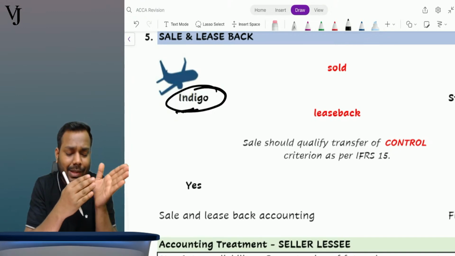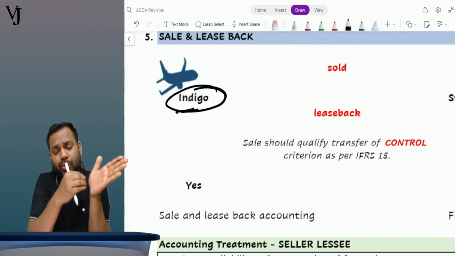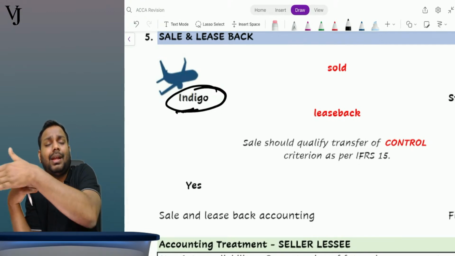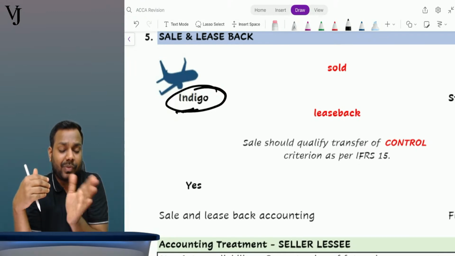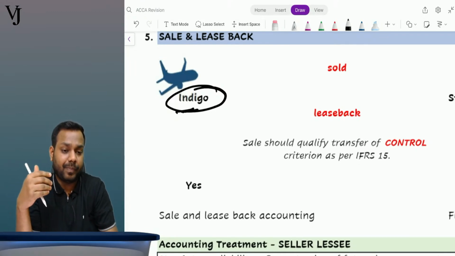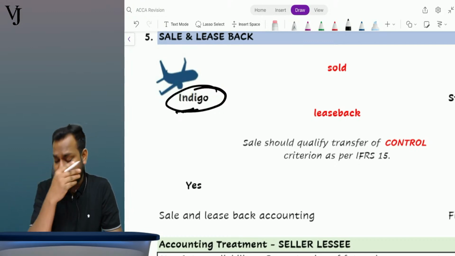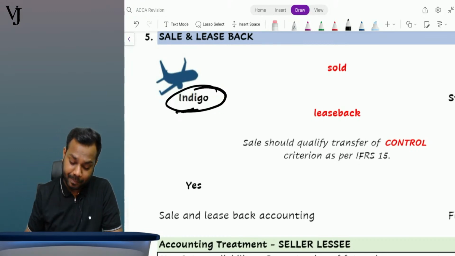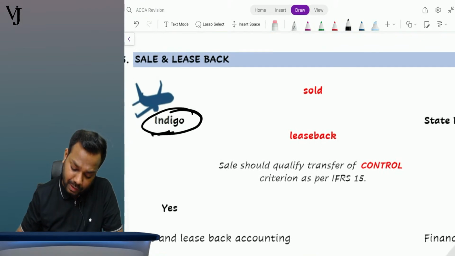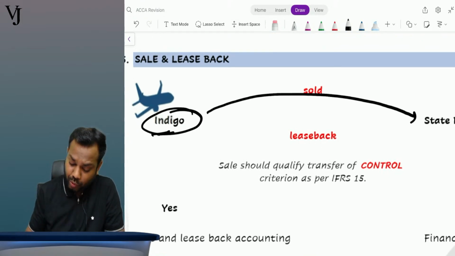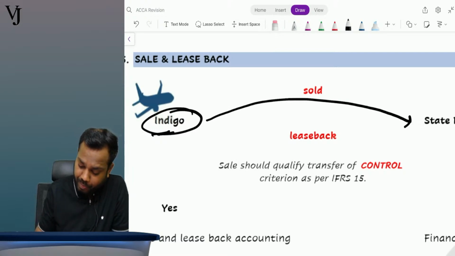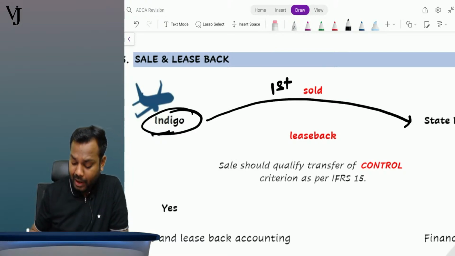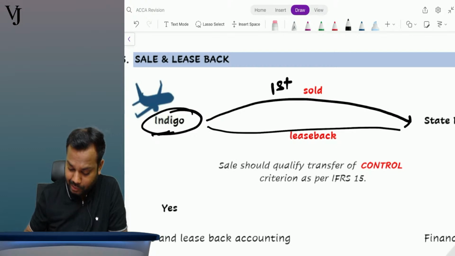So this is called a sale of the asset to the bank, and then again taking the asset back on lease. Sale and then take the asset back on lease. Okay, now I'll discuss it. So it is sold, and then it is taken back on lease.